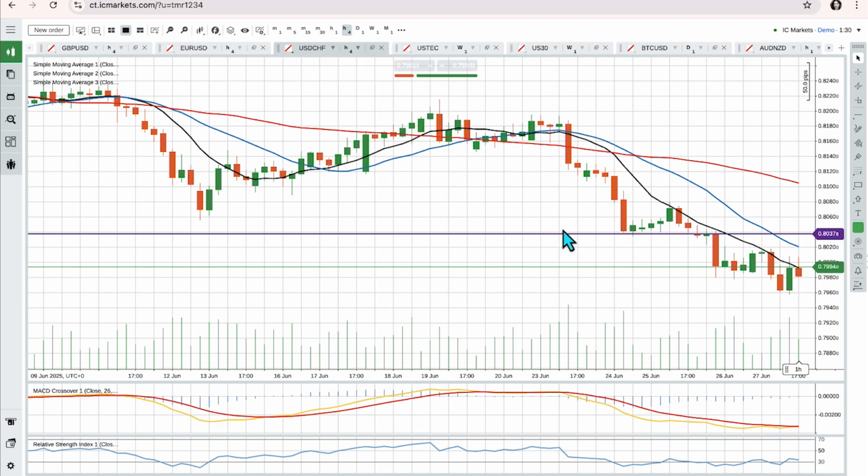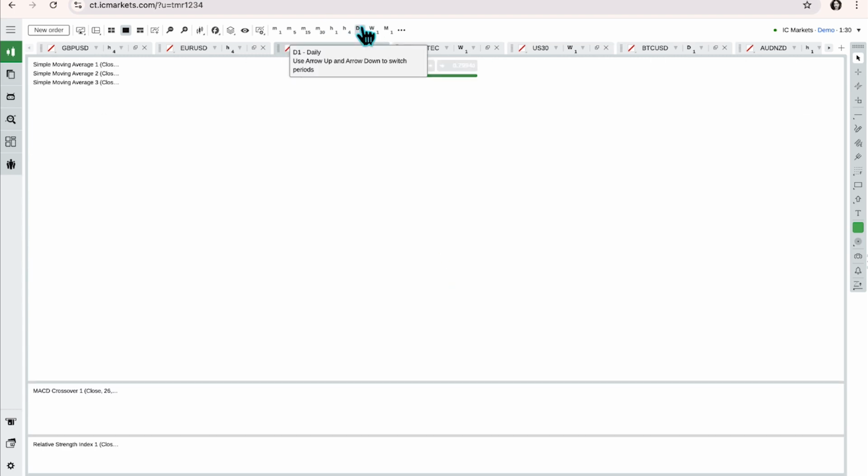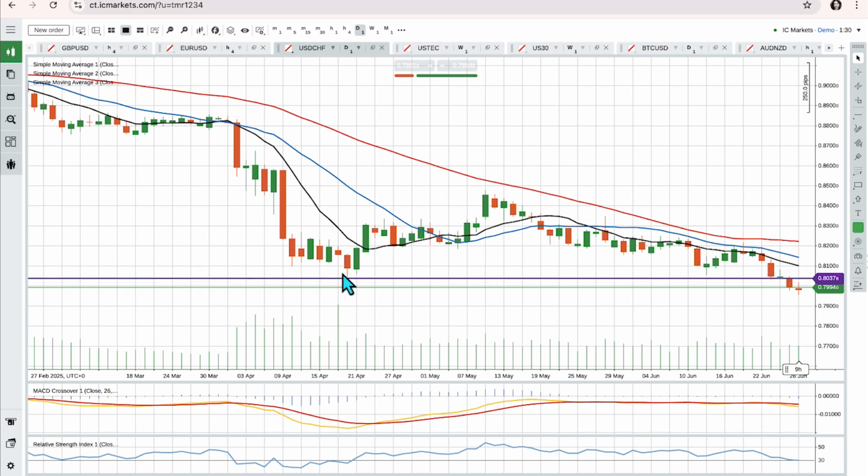And here, if we take a look at the 4 hours, we can see the level. It's also quite apparent here on the daily chart. It's the previous start right here. So I'm looking at the level of 0.8030 area and a continuation of the move.